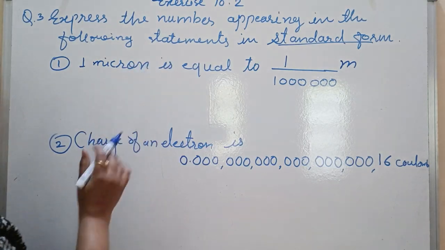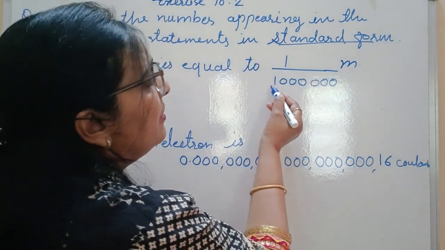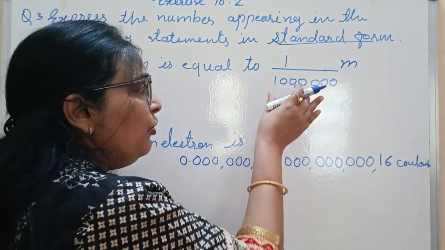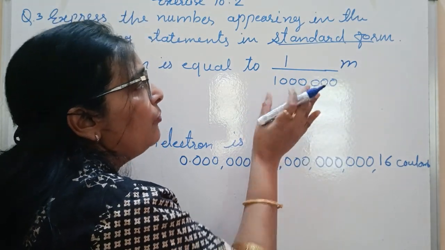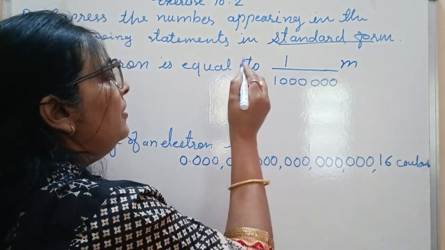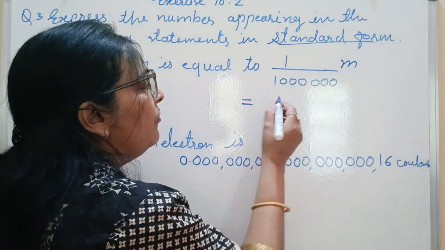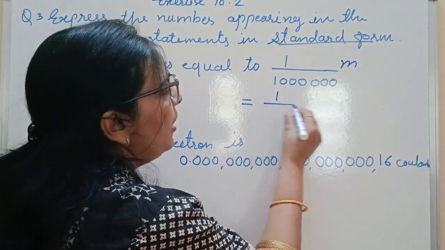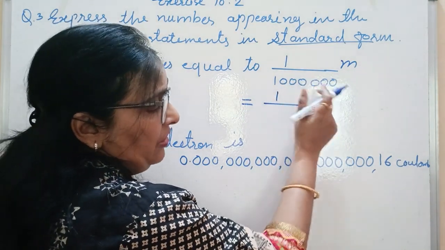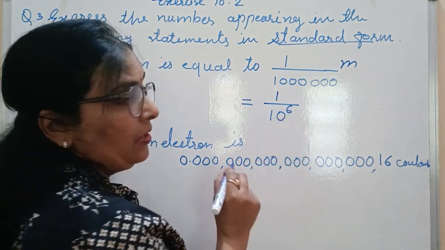So what is your first question? 1 micron is equal to 1 by, see this number is given, meter. This number you have to convert into standard form. Got it? Now what is standard form? That is the short form. First, what we will write here? 1 by, how many zeros are there? 6 zeros are there. Therefore, we can write this as 10 raised to 6.